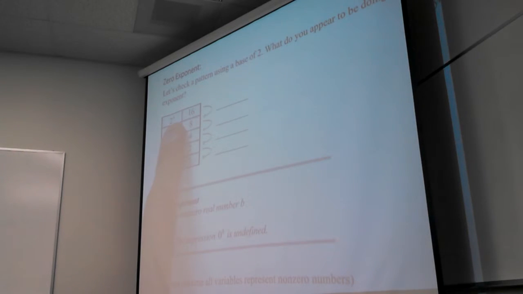I divided by 2, and it makes sense. I had 4 2's. If I divide by 2, now I have 3 2's. So 2 cubed is 8. Divide by 2 again, I'll get 2 squared. Divide by 2 again, I get 2 to the first.